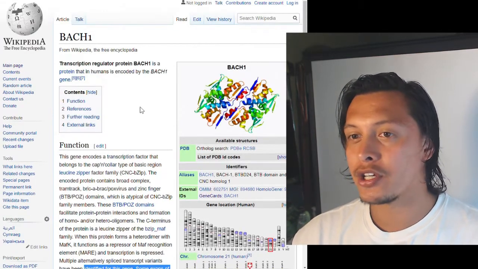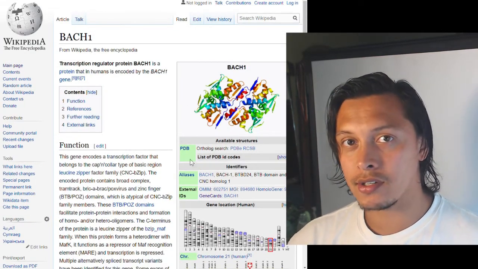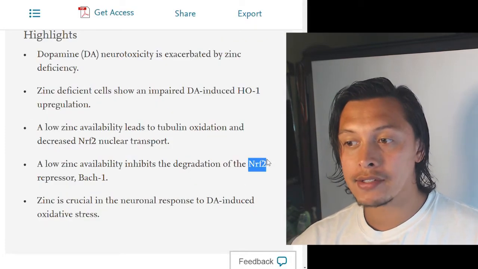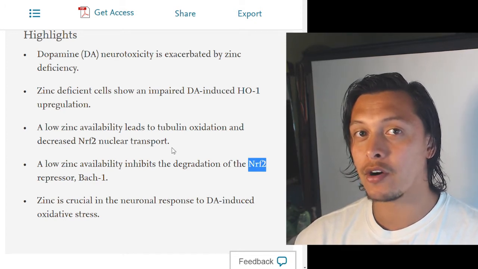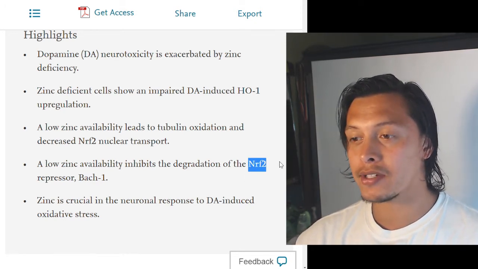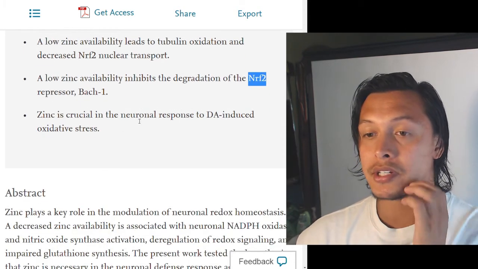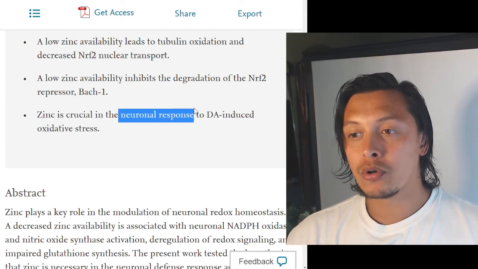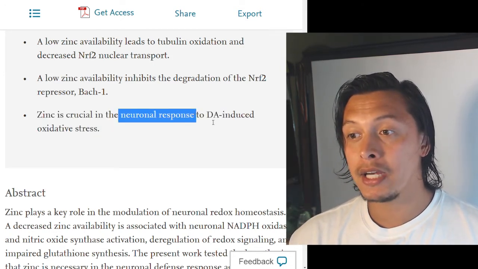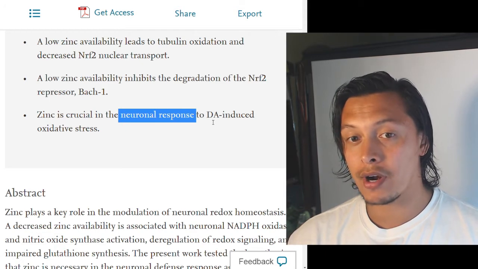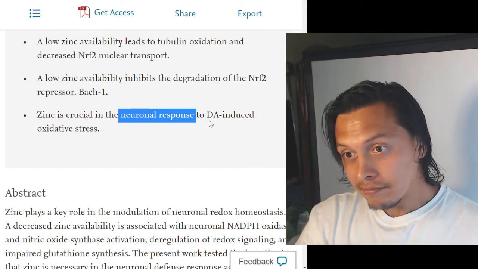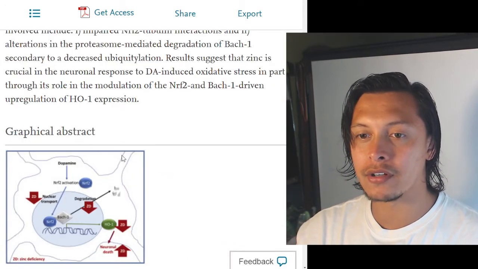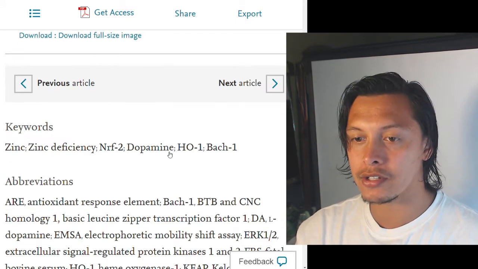I think that's pretty much it. Just know that this represses areas that it can bind to. So Bach is going to repress NRF2's ability to function, and I don't know exactly how it represses it. Maybe the paper will go into more detail. So here they're saying zinc is crucial in the neuronal response to dopamine-induced oxidative stress. Okay, so let's go to the abstract. Oh, perfect. They have a good visual that we can look into.